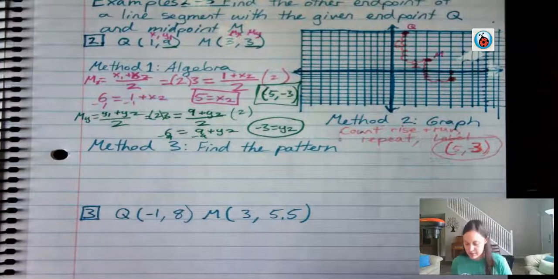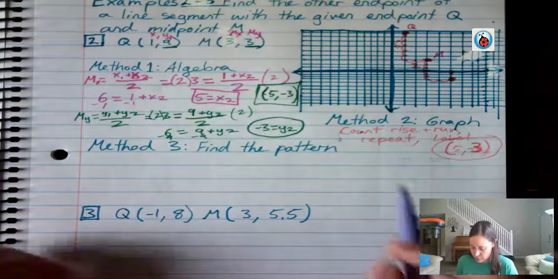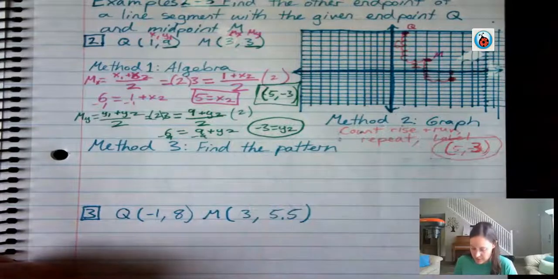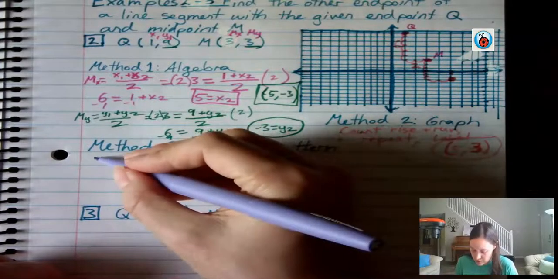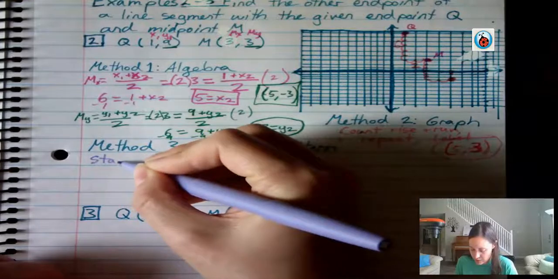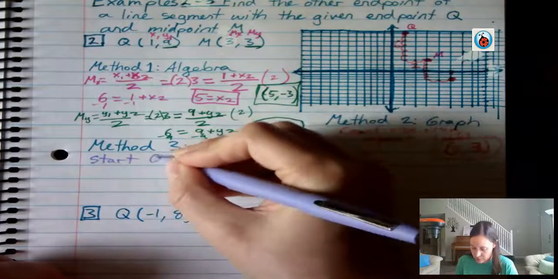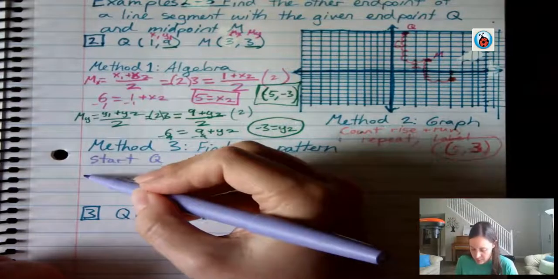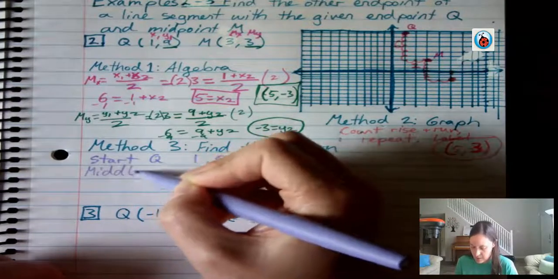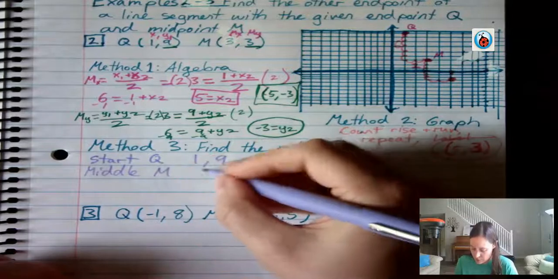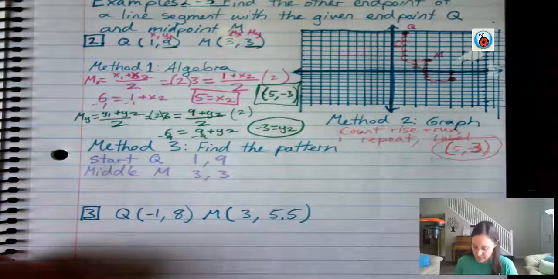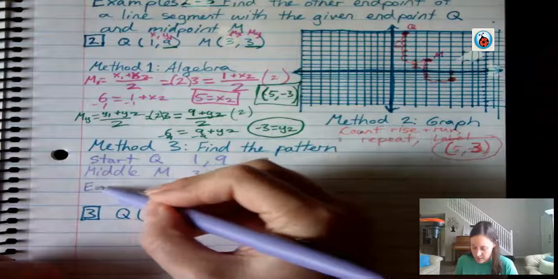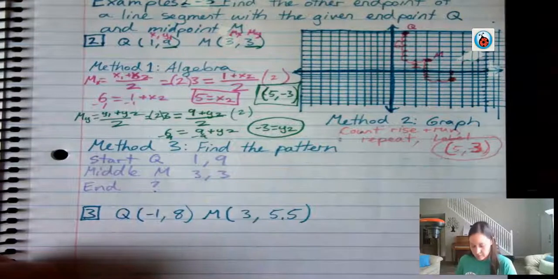If both of those still seem confusing, there is a third option for you. The third option is just find the pattern. So that usually, I put them in order here. So I'm starting at Q. So that was 1 and 9. The middle is at M, which was 3 and 3. And the end is what I'm trying to find.